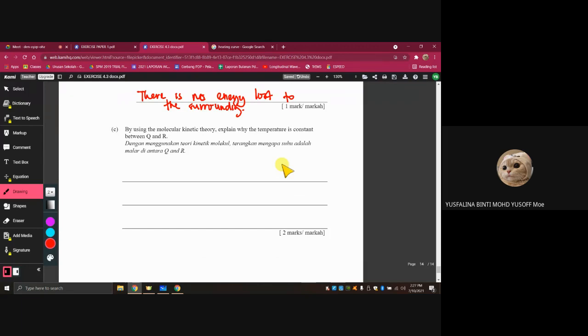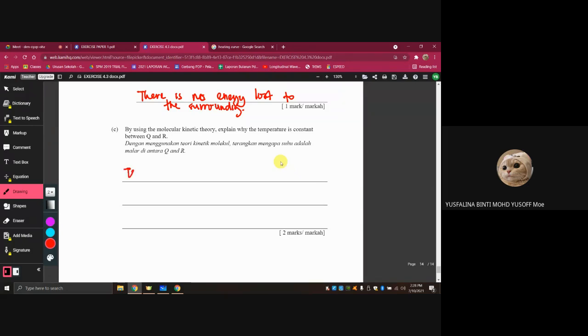Okay, this is the last question before I go to paper 1. By using the molecular kinetic theory, explain why the temperature is constant between Q and R. Right? So this one means the energy used to break the bond between the molecules. Okay, so you put the answer here.